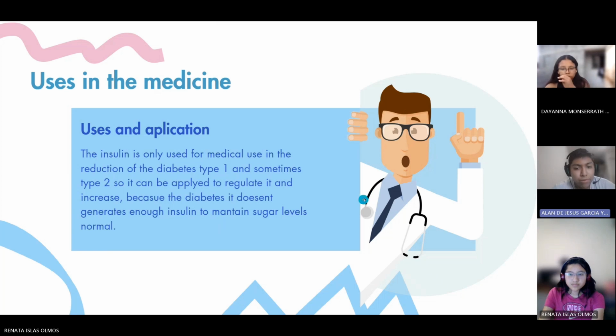So it can be applied to regulate the diabetes problem, because diabetes can make it so that your body cannot produce insulin at a normal level. So the use of this insulin that they could apply in the body is to regulate your level and increase the insulin because of this type of disease, and also generate enough insulin to maintain normal sugar levels.